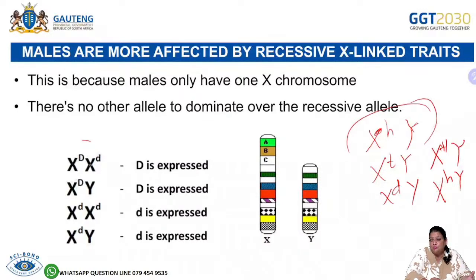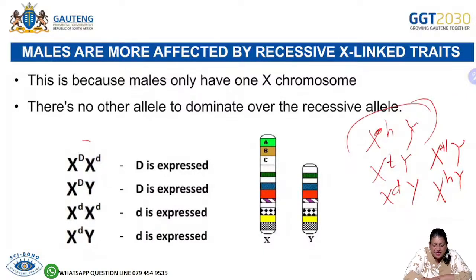Is X to the power small d colorblind? That means she's normal, but she's carrying the recessive allele for color blindness. This one here is a male, and if it's X to the power D, it means he's a normal male.